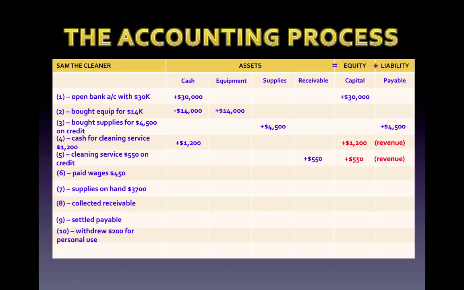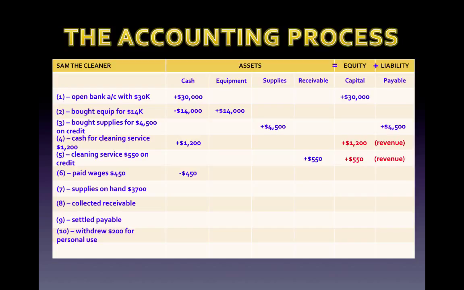Then if you look at item number 6, when Sam went to do the cleaning job, he actually had some workers with him, and he had to pay wages for the workers to help him with the job of cleaning the home or the toilets. So these wages have to be paid. When you pay these wages, you pay in cash, so your cash is reduced. But what do these wages represent? These wages represent the consumption of cash to generate your revenue.